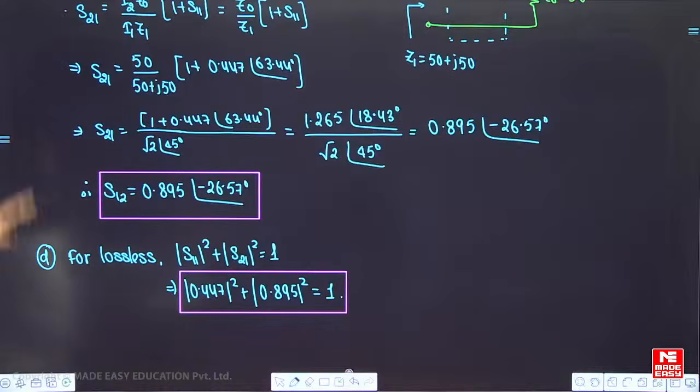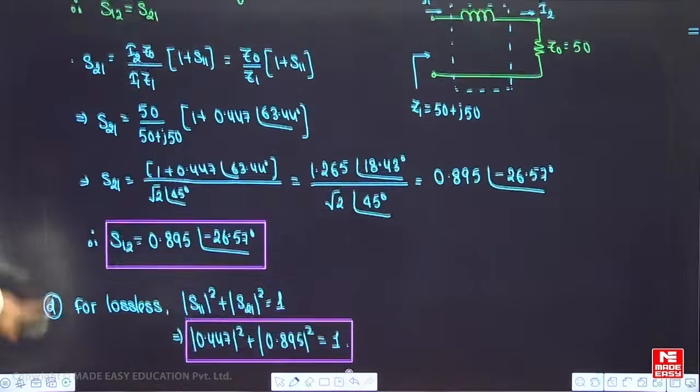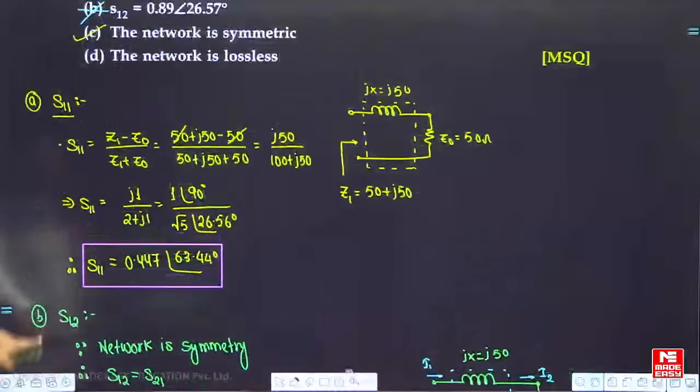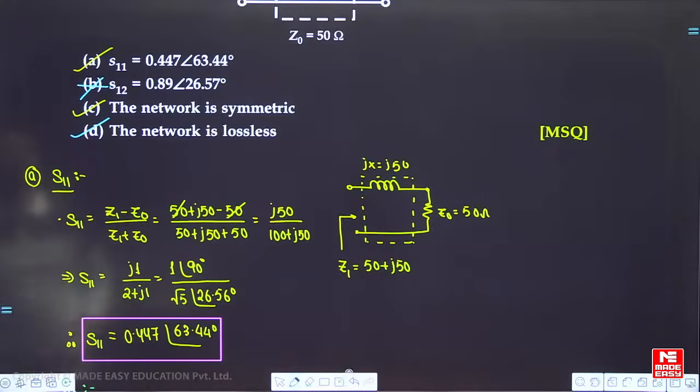So, lossless it is D. Yes, it is lossless as well. So, D is also correct. So, answer should be A, C and D, right. Answer is A, C and D.